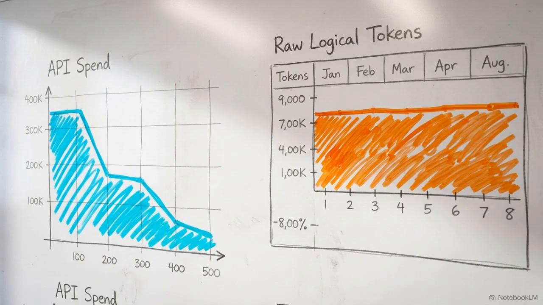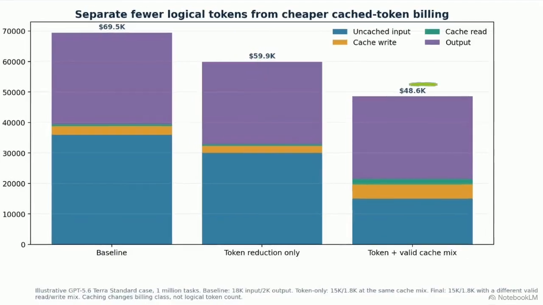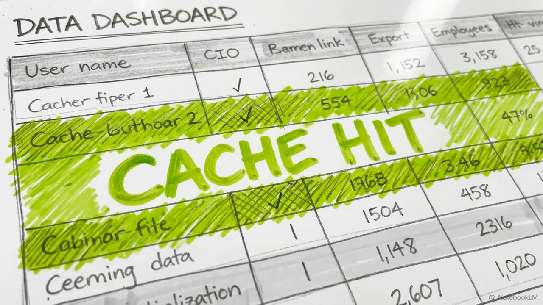If a managed API bill drops, it is tempting to assume the system is doing less redundant work, but that isn't always the case. This baseline represents a workload using 18,000 input tokens and 2,000 output tokens, costing nearly $70,000 per month. A 15% token reduction brings that bill down as expected. However, notice the third bar. The cost drops significantly more, to under $50,000, simply by shifting more inputs into the discounted prompt cache tier.